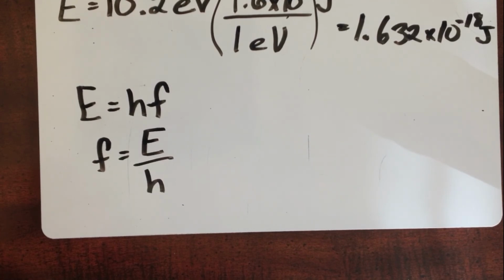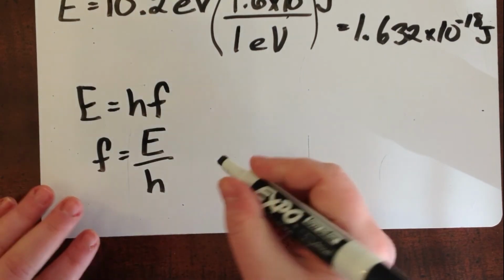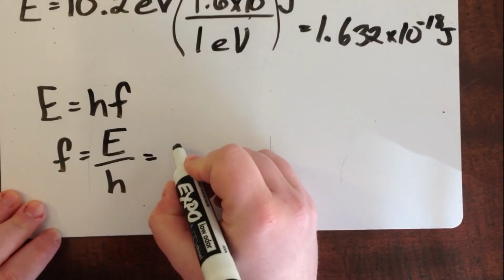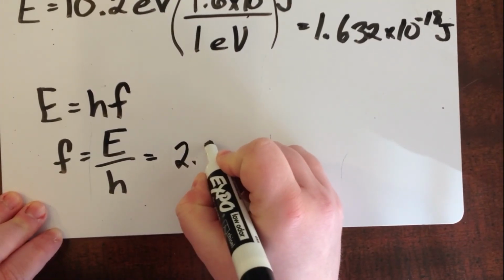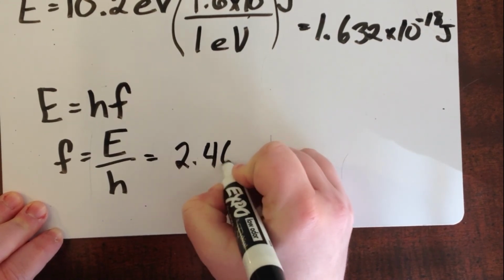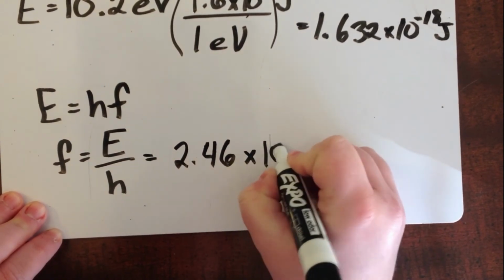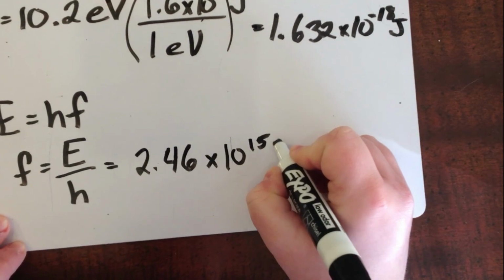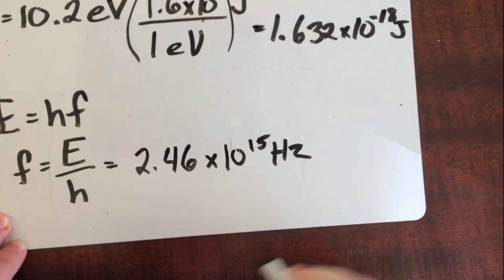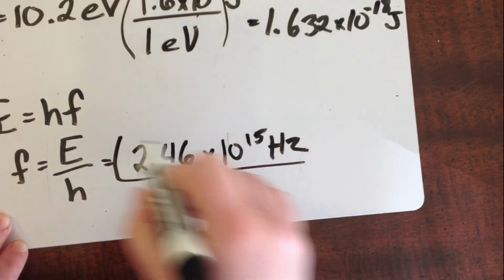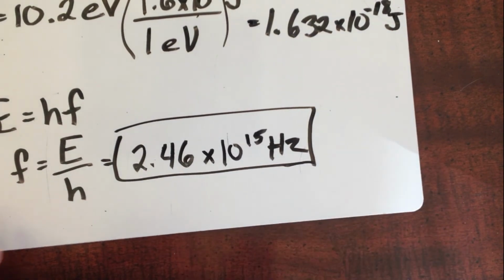6.63 times 10 to the negative 34th. And that gives us a frequency of 2.46 times 10 to the 15th hertz. If we wanted to find the wavelength, then we would just plug into the E equals hc over lambda equation.